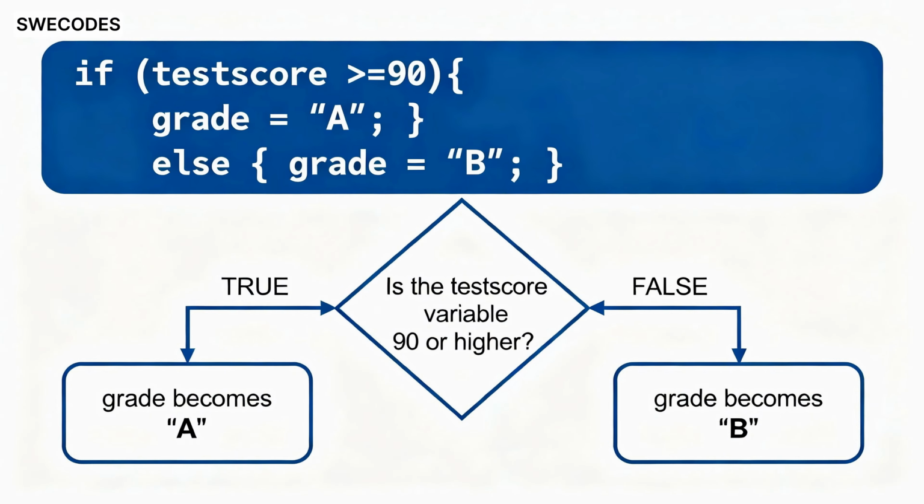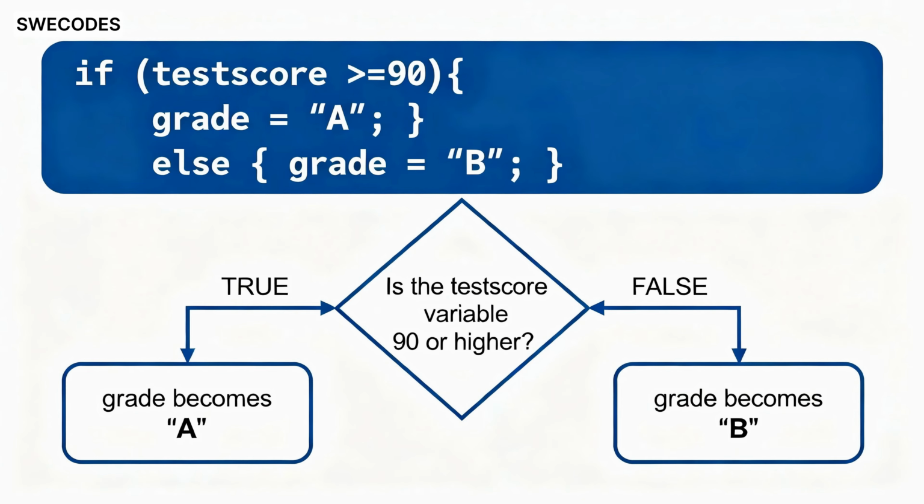Let's translate this. The program asks, is the test score variable 90 or higher? If the answer is true, it executes the first block. Grade becomes A. If the answer is false, the score is 89 or less. The else kicks in. It skips the first block and executes the second. Grade becomes B. It's a binary all-or-nothing decision. One of these two blocks must run.